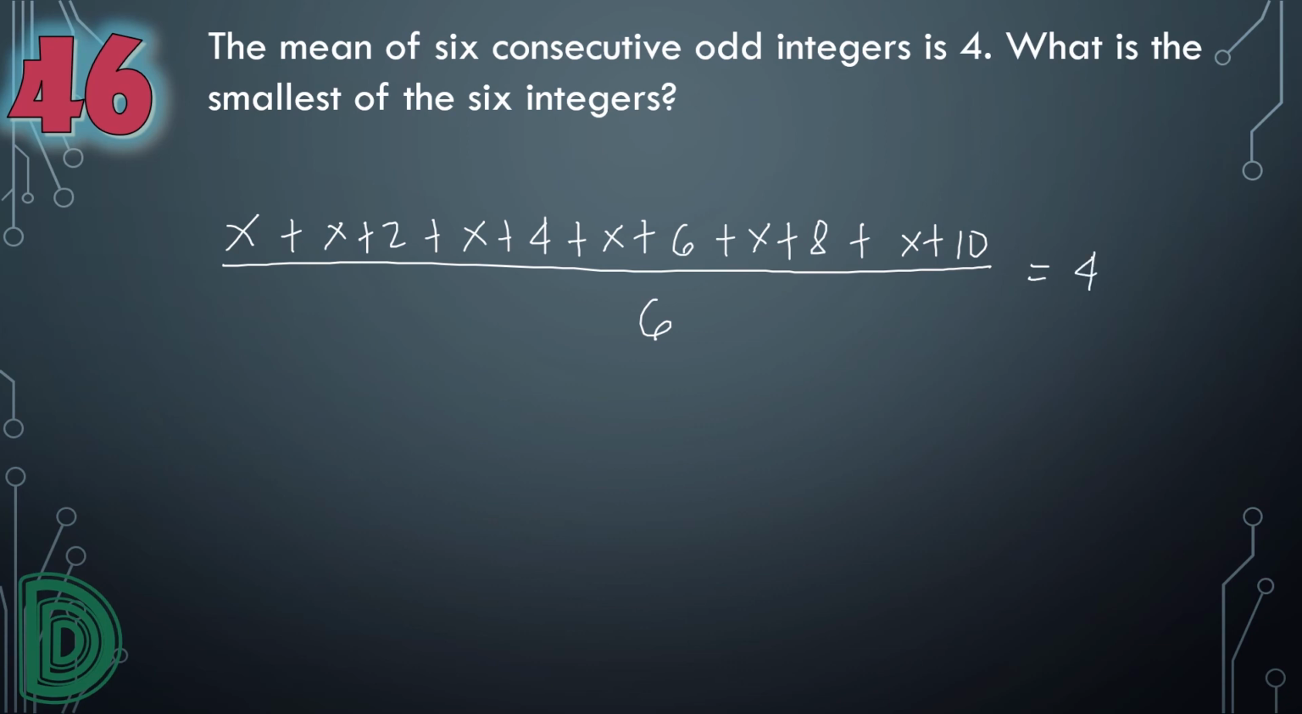Combining like terms in the numerator, that will be 6x, and then 2 plus 4 is 6, plus 6 is 12, plus 8, 20, plus 10, 30. Multiply both sides by 6, we will have 24. Subtract 30 from both sides, we will get 6x equals negative 6, hence x is equal to negative 1. Therefore, the smallest of the 6 integers is negative 1.